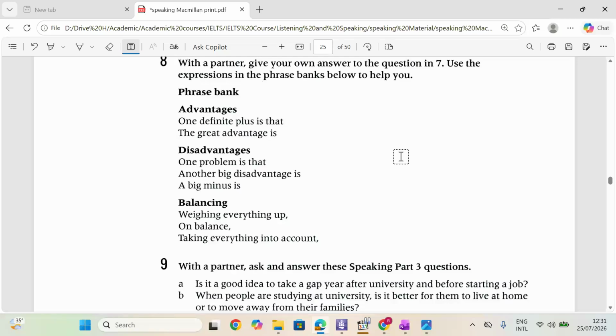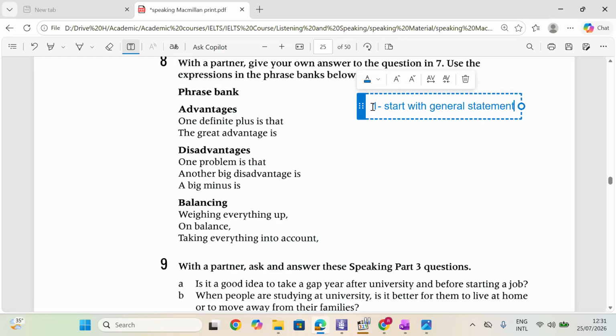So there are advantages and disadvantages for both. Traveling alone can have advantages. Like one definite plus is that it's easier to meet new friends, and you are free to go where you please. Also, another advantage is that you have complete control of your money. You can also stay extra time in places as you want. But the disadvantage, one problem, is that you may get lonely, you know. So this is a disadvantage.